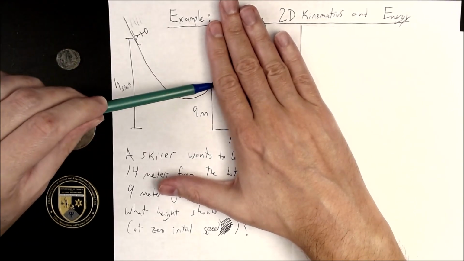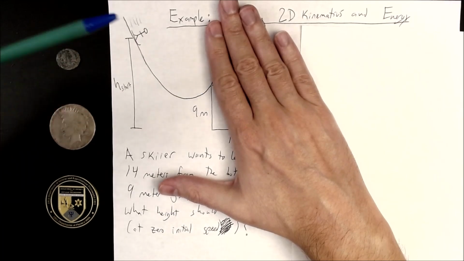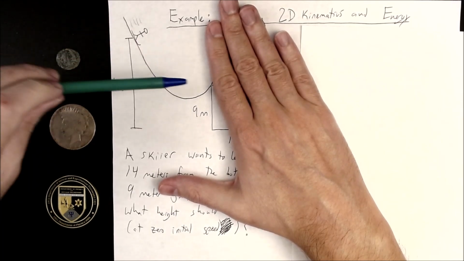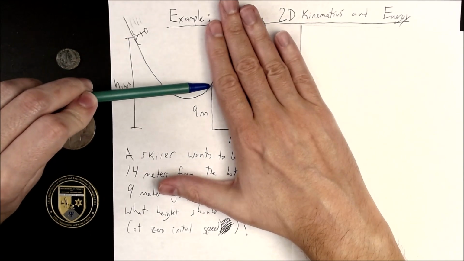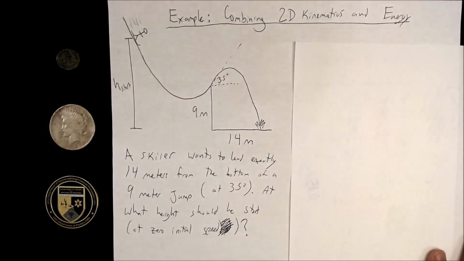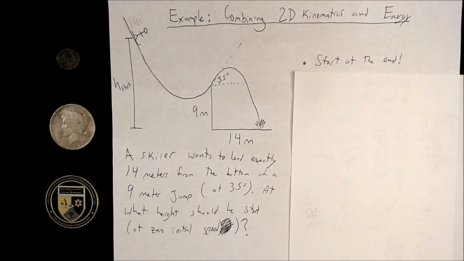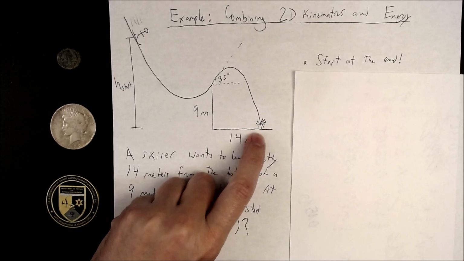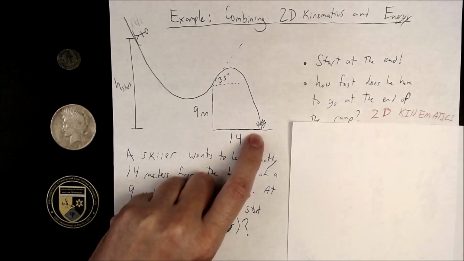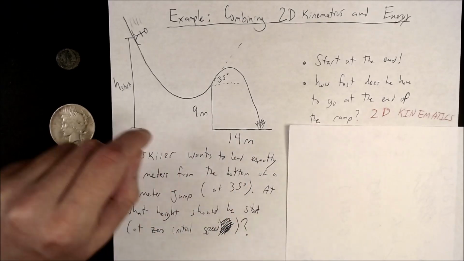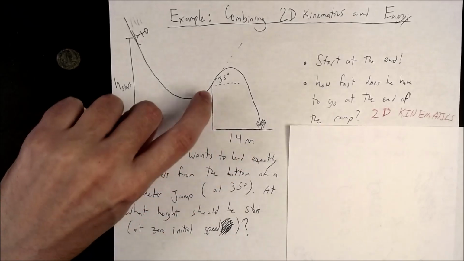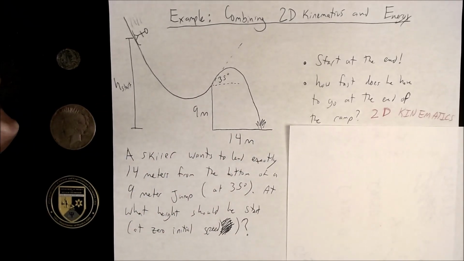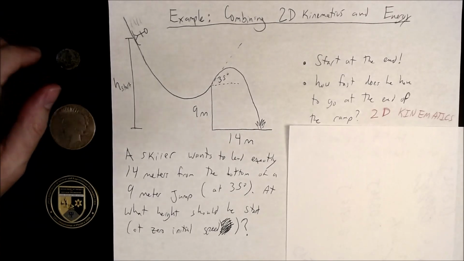That's the easiest way. We don't know exactly what this hill looks like, so we have to use conservation of energy to figure out how high up the skier was when he had 0 velocity to have the exact right velocity there. So, what do we do? We start at the end of the problem. We start all the way over here. How fast does the skier have to go at the end of the ramp? How fast does he have to be going there in order to land 14 meters away from the bottom of the 9-meter ramp? This is a two-dimensional kinematics problem.